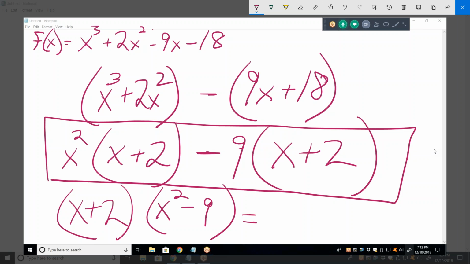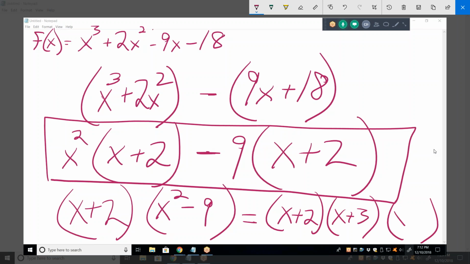That's not fully factored, so I haven't really solved it. Because I can factor x squared minus 9. What is that equal to? X plus 3 and x minus 3. Now you've got your three solutions. We're going to set this whole thing equal to 0. What are my three solutions?